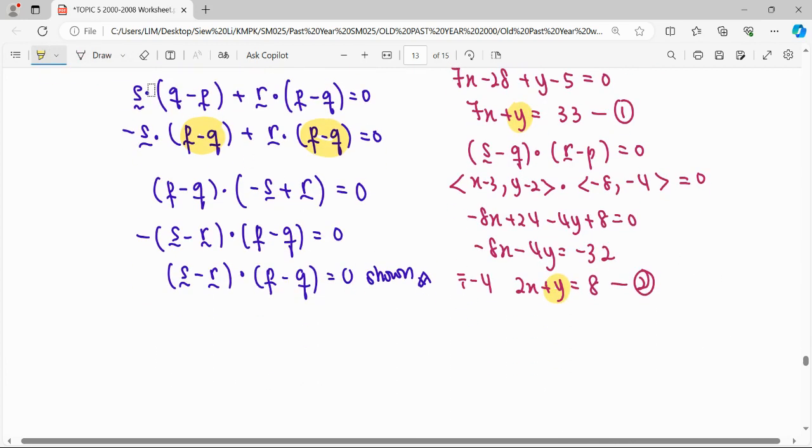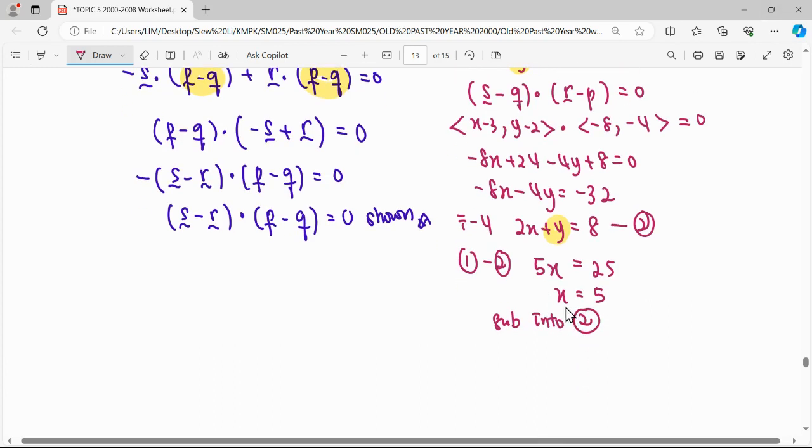To find x and y, we can use the elimination method where equation 1 minus equation 2, we get 7x minus 2x, we get 5x. Then for 33 minus 8, we get 25. So x is 5. Lastly, we substitute back into equation 2 or equation 1 to find out y. So 8 minus 10 will give us negative 2.